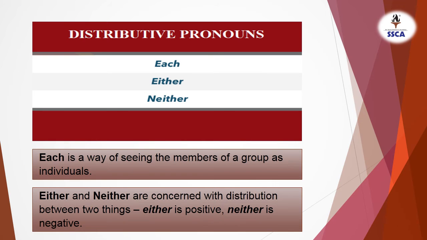Our next type is distributive pronouns. We have 3 of them: each, either, and neither. Each is a way of seeing the members of a group as individuals. Either and neither are concerned with distribution between two things. Either is positive and neither is negative. Let's take some examples to understand.